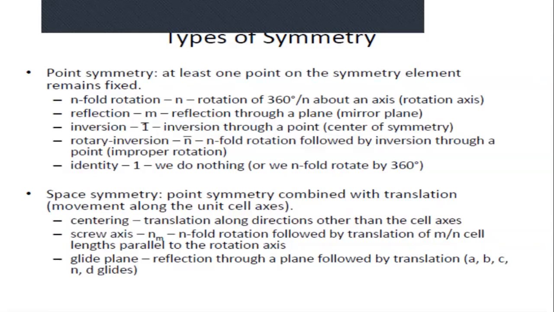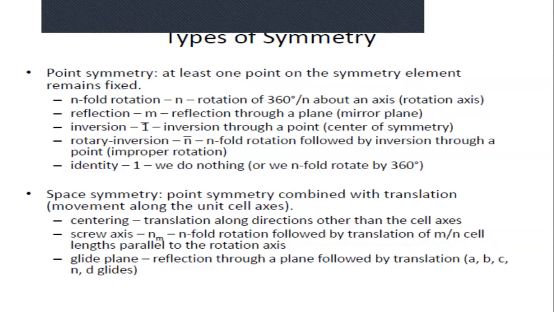So space symmetry means we combine point symmetry, such as an n-fold rotation, with translation along a particular axis. And so with space symmetry, we have centering, so we can shift the center of a set of coordinates off the origin. So we translate along one of the axes or multiple axes. We have screw axis, which is a rotation followed by a translation parallel to the rotational axis.